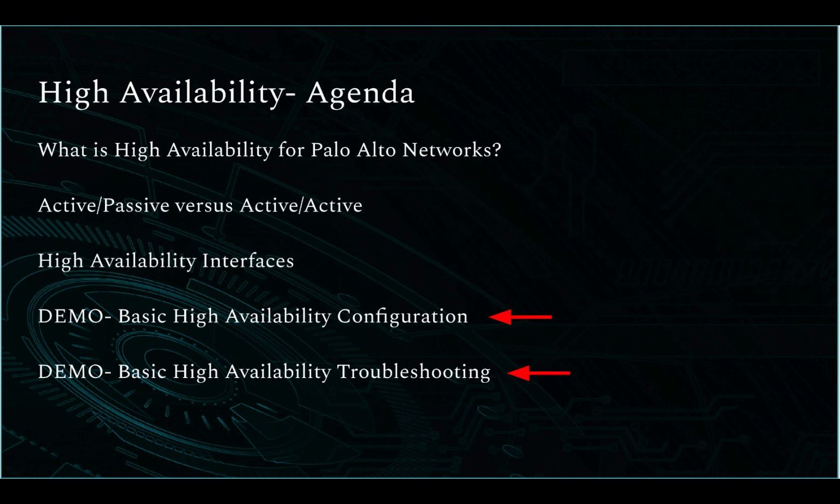So now that I've explained all that, what we're going to do next is jump into the demo. I'm going to show you some basic high availability configuration, and then a little bit on the troubleshooting, and then I'll show you how we can fix that. Again, take a look at the link for the high availability matrix below, and you'll be able to understand how this all fits together.